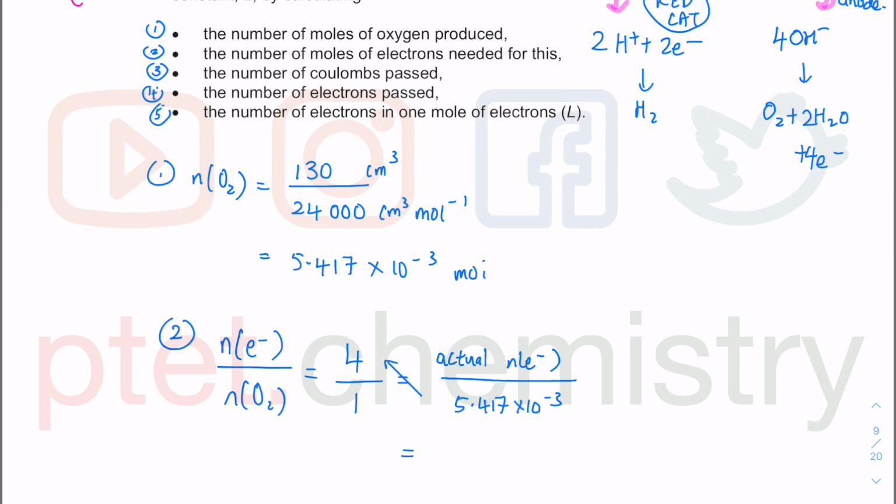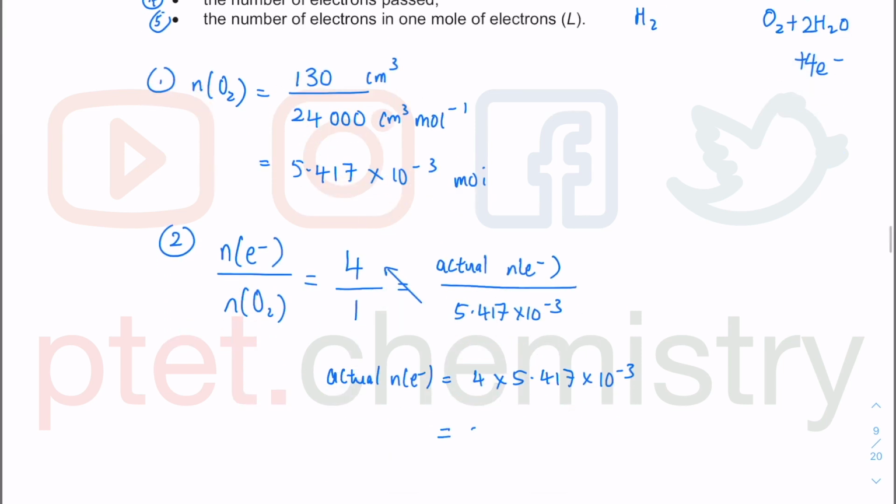So students who are used to my channel know that this is the usual method I like to use when I talk about my mole ratio. So the actual number of moles of electrons is going to be 4 times that answer from the previous bit. 5.417 times 10 to the minus 3 times 4, so this one will give you 0.021668 mole.